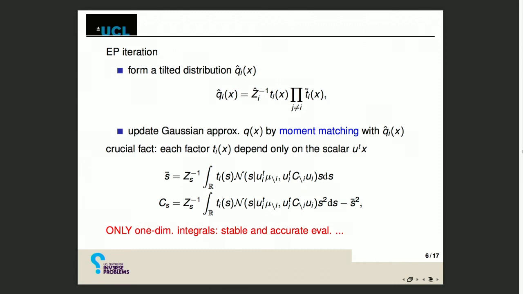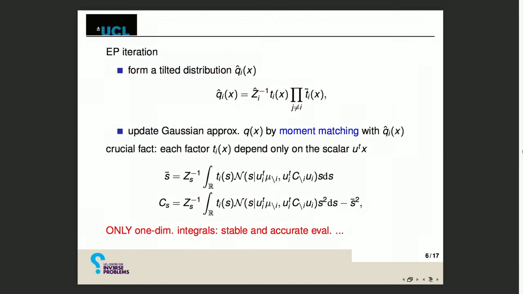The algorithm by itself is also quite simple. We proceed iteratively. At each step, we first select one factor from the posterior distribution, and then we multiply by all the other Gaussian approximations. In this way, we get a non-Gaussian approximation. The next step is that we try to match the first three moments of the Gaussian approximation with this non-Gaussian approximation. By matching moments, we are doing some high-dimensional integral.